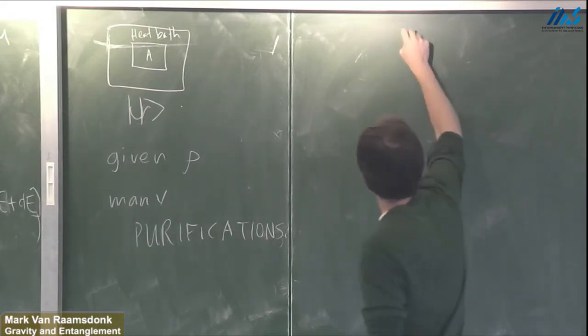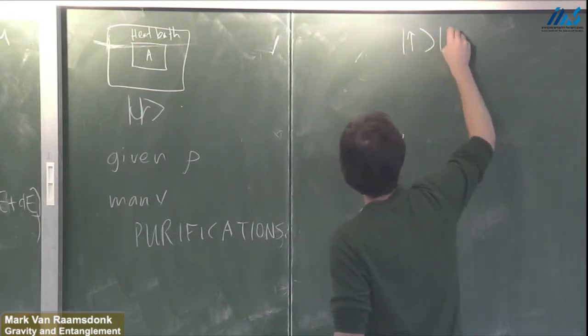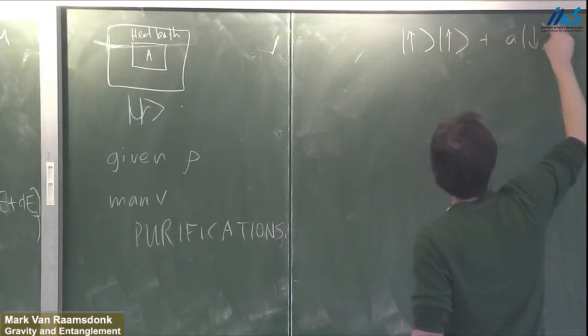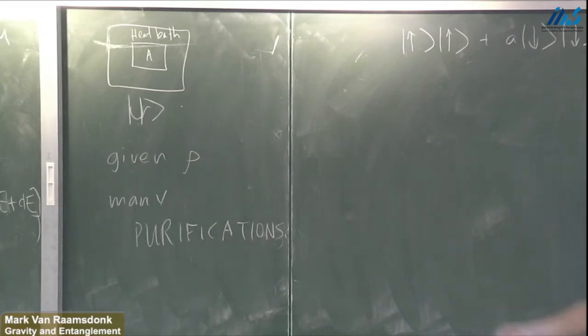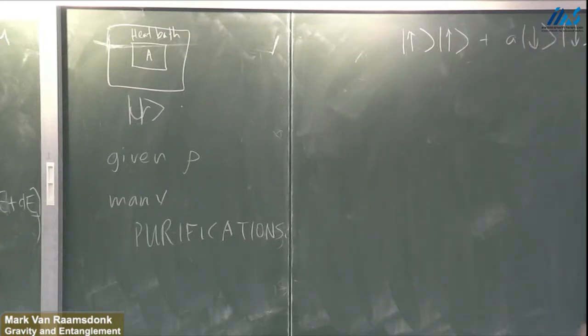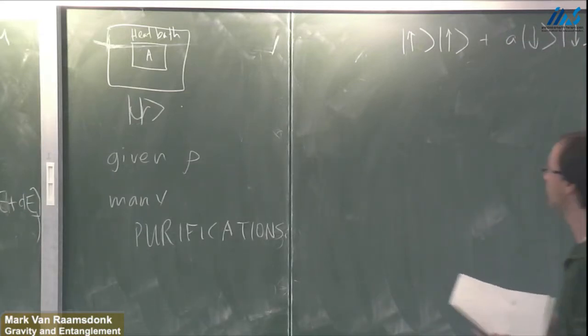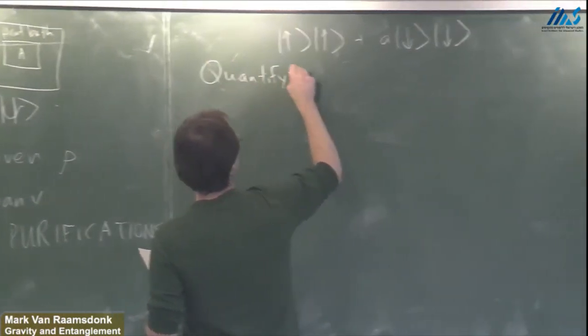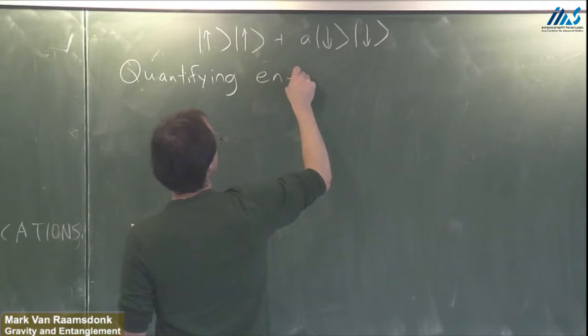Okay, so if I have an entangled state, so I could take A to be 1, or I could take A to be 10 to the minus 40, and in the second case we would say it's probably less entangled than the first case. So it's useful to have some notion of how we can actually quantify entanglement in general.